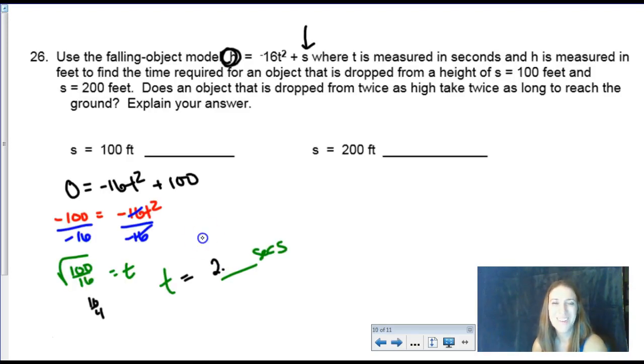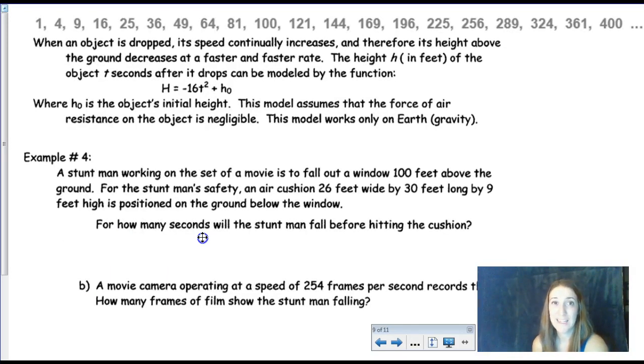All right. So bad news is my battery's about to go. Double bad news is I didn't get to do this problem where the stunt man drops out of the window. It's like my favorite problem too. It's a cool question. The only difference is instead of hitting the ground, your stunt man's going to hit the pillow, which is 9 feet off the ground, because you don't want him to die.